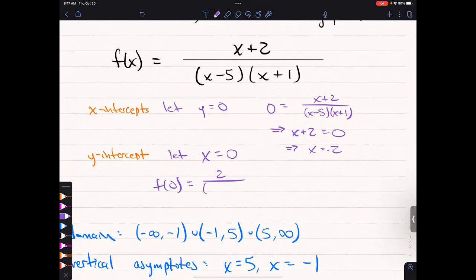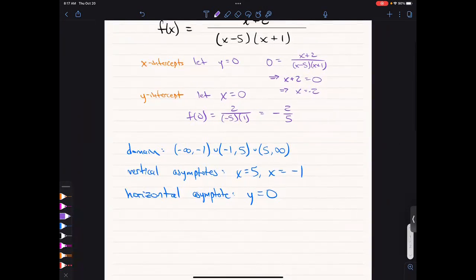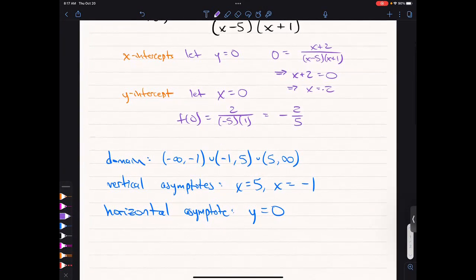So 2 over -5 times 1, -2/5. So you can read it. So those are your x and y intercepts.